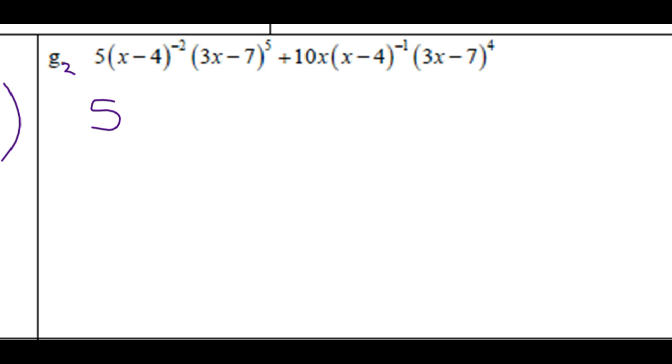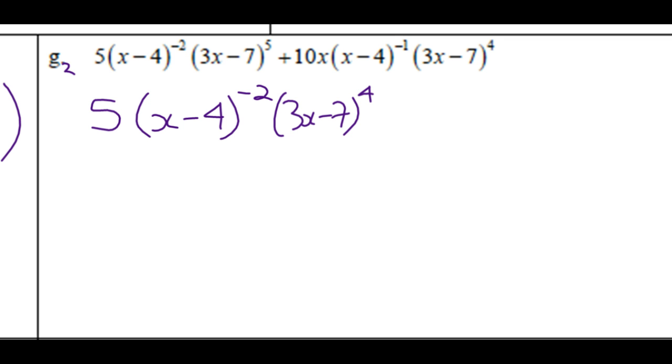I see both of them have an x minus 4. Which one is the lower number? -2, right? Okay. So we look at the numbers, 5 and 10x, we say 5 is common. I say, hey, they both have an x minus 4. I'm taking the lower power, which is -2. They both have a 3x minus 7. Which one's the lower power? So what do I write up here? 4. That's your common factor, right?